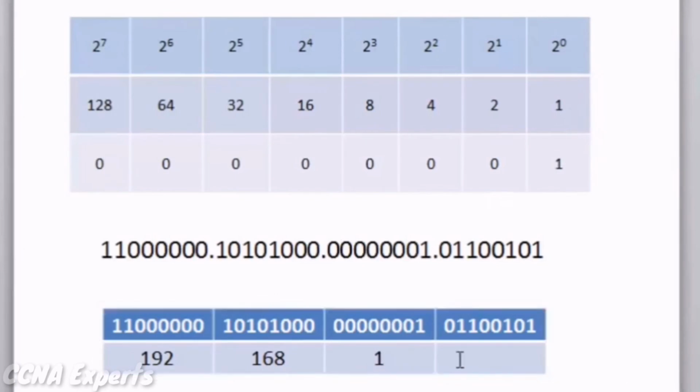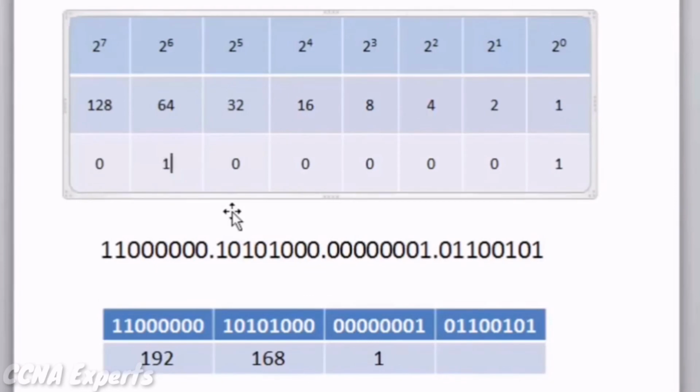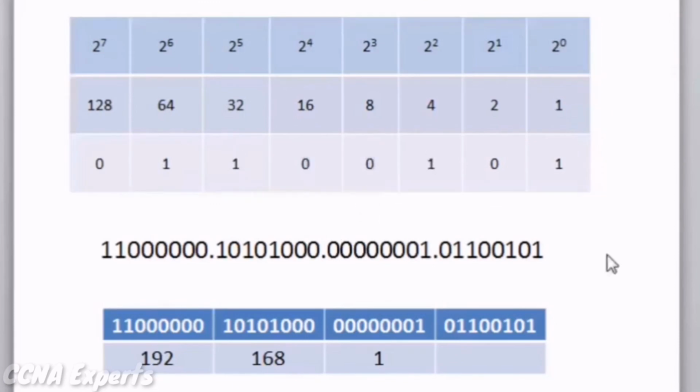And then finally, we have a number here. I'll plug it in here into my table. And I have the number 01100101. We can see that 64 plus 32, we've already said, is 96. Plus 4 is 100. Plus 1 is 101. So the conversion of this binary IP address to decimal is 192.168.1.1.